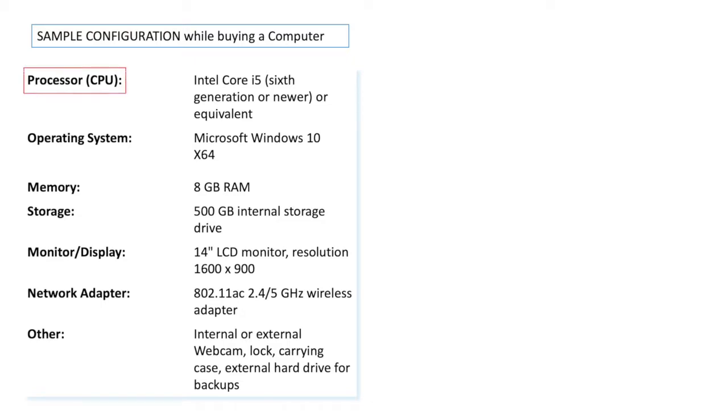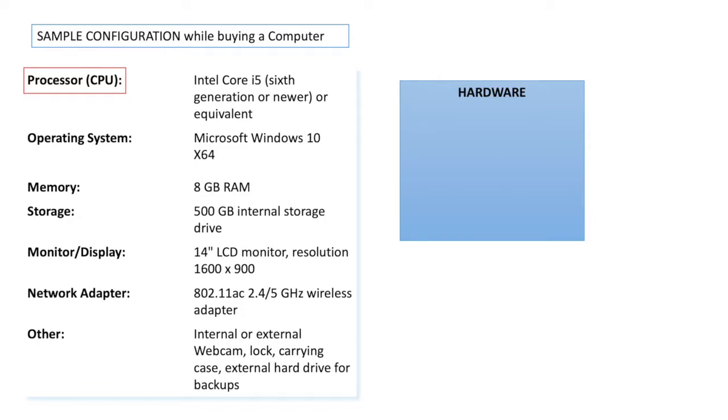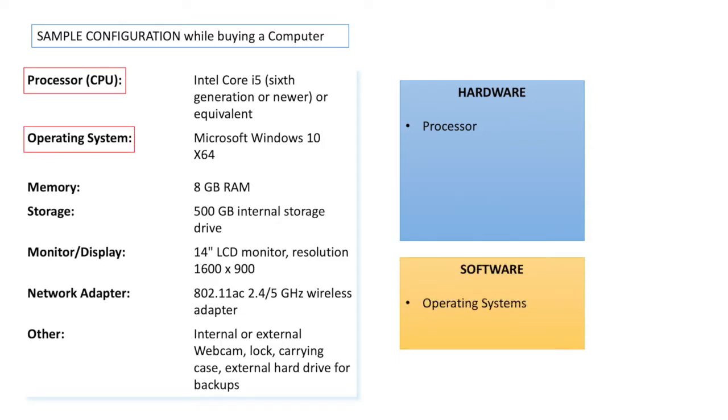If we see, the processor talks about the actual processing unit that it has, and it is a hardware component. So we are going to categorize everything as hardware or software. Operating system falls into the software category. It will tell you whether you are going to have Mac, Linux, Windows, all these things. Memory, the primary memory, which is going to be RAM, comes under hardware.